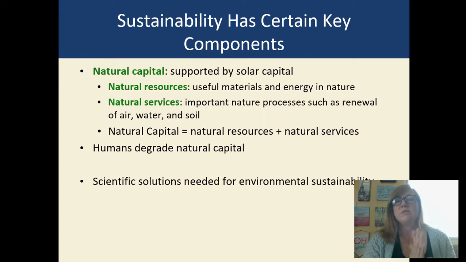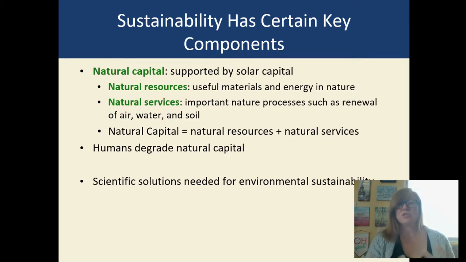Humans degrade natural capital. We use our natural resources more than they can be replenished, if they can be. And we put pressure on the natural services like the carbon cycle and the nitrogen cycle in such a way that it becomes off balance. So that's how we degrade natural capital.